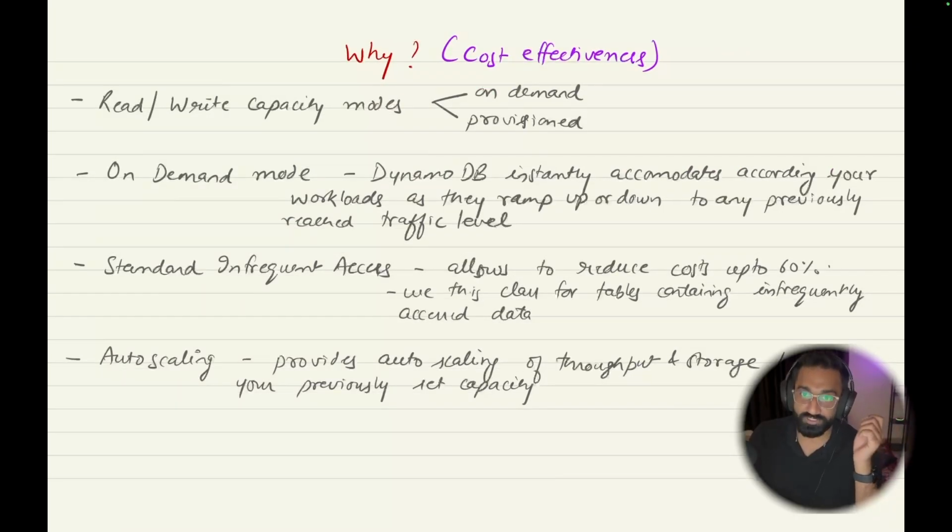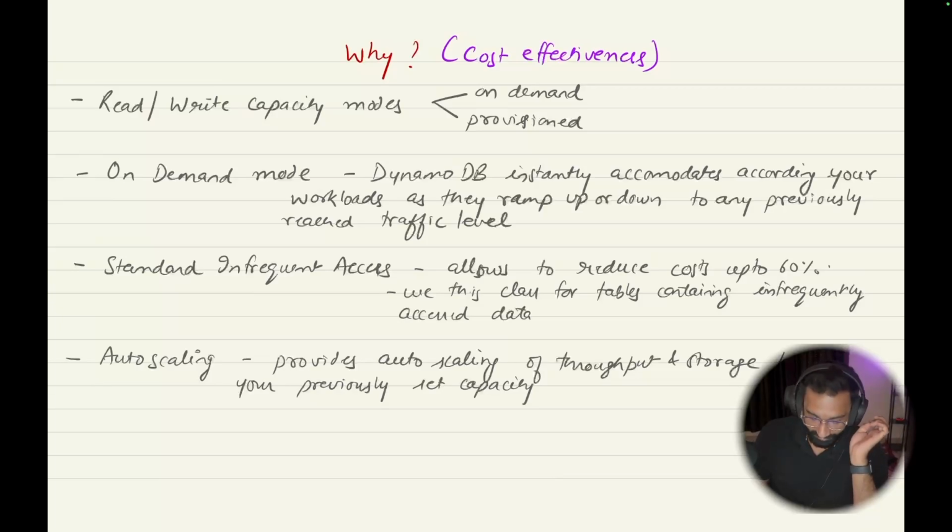Now, coming to the cost-effectiveness reasons. You can specify the read and write capacity modes. With on demand, the database instantly accommodates your workloads as they ramp up or ramp down your service API calls to DynamoDB. With provisioned, you get specified write and read capacity units.